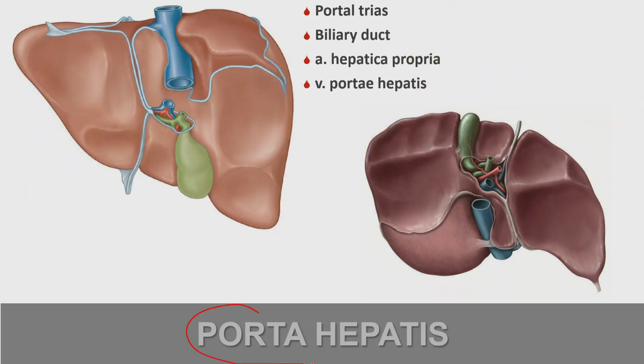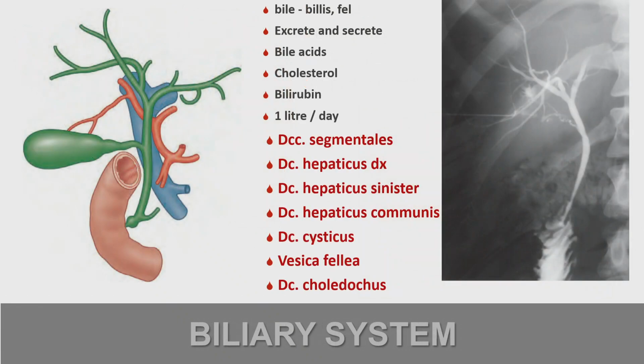Porta hepatis. Porta hepatis contains the porta triad, and it contains the biliary duct and the proper hepatic artery. Those structures enter and also leave the parenchyma. And we had vessels, and now we have bile ducts. Bile ducts are on several levels.